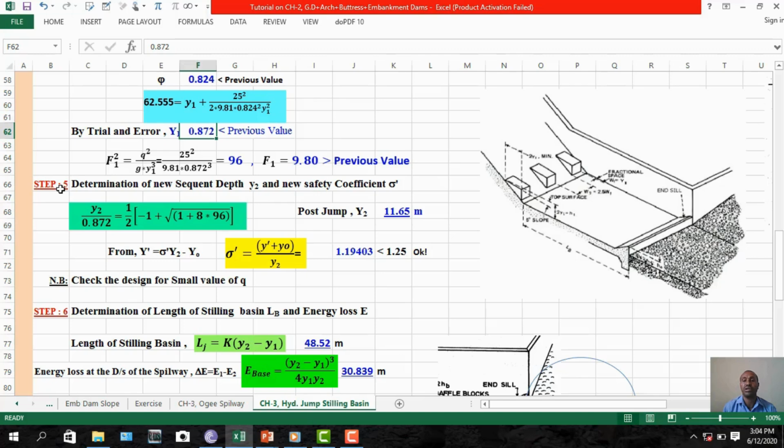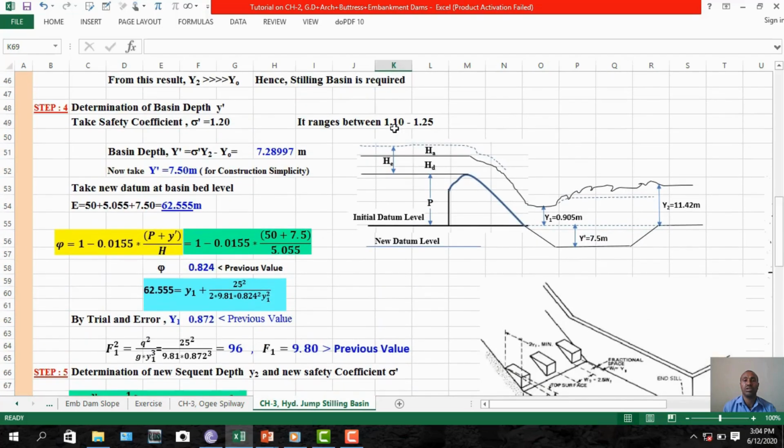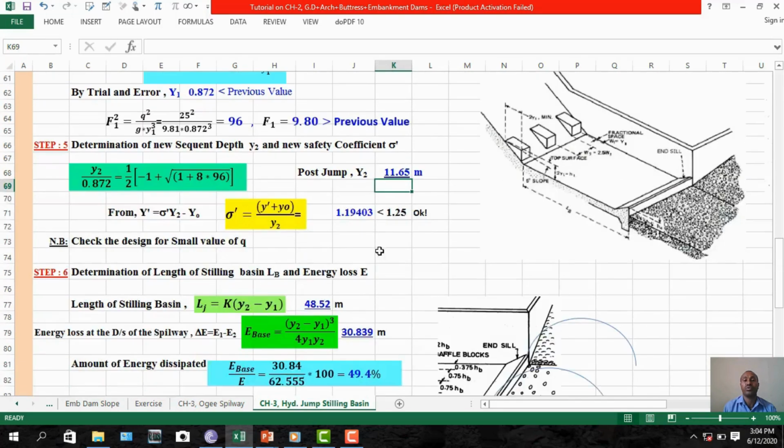Step 5. New sequent depths: you can determine y2 and the new safety factor also. You can calculate the safety coefficient, sigma prime. So y2 will be this value. Then from y prime you get sigma prime, which is the safety coefficient. So it is less than 1.25, so it is okay because it ranges between 1.1 and up to 1.25. So you can proceed.